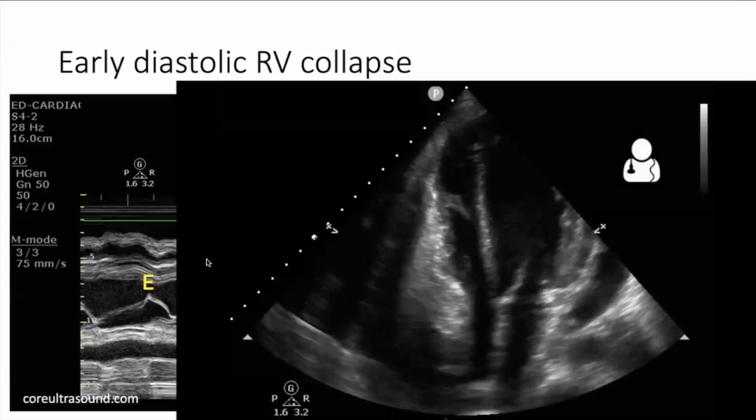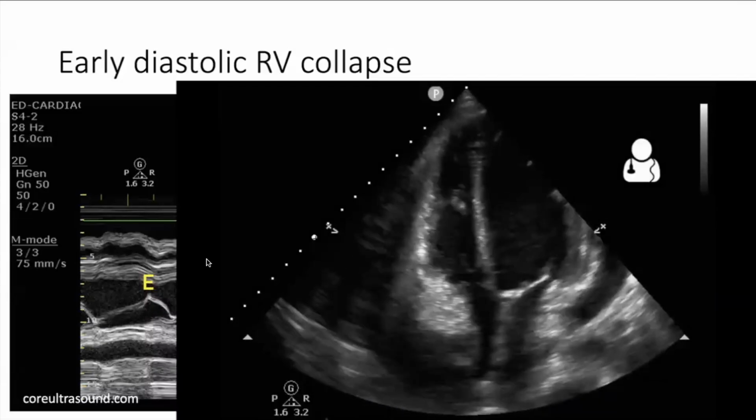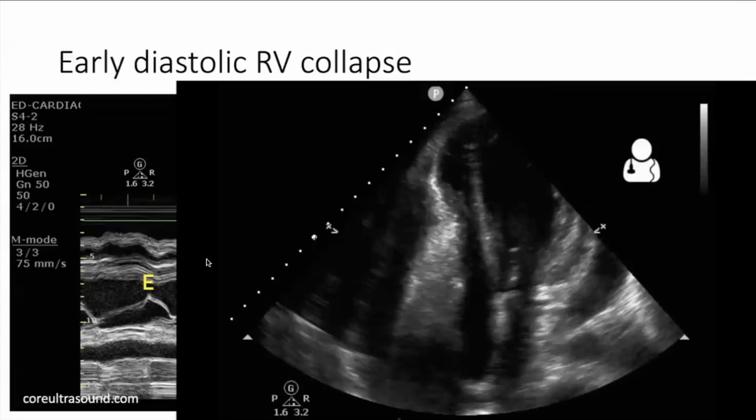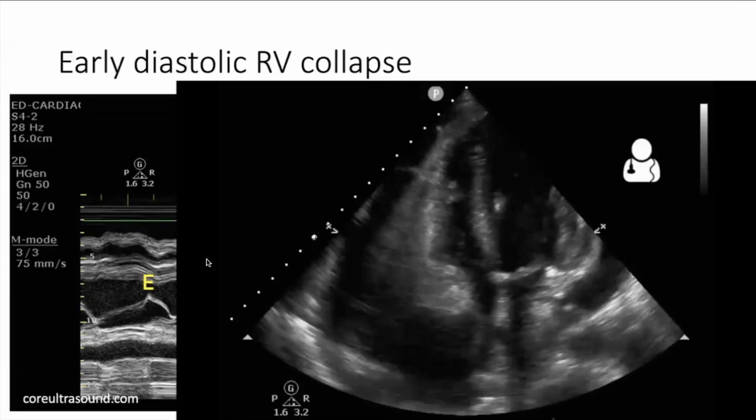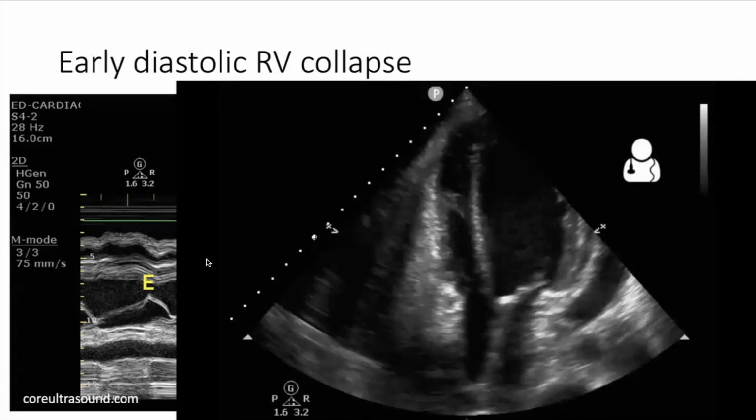I want to show you this. Okay. So what I wanted to show in this picture in the back is ventricular interdependence.